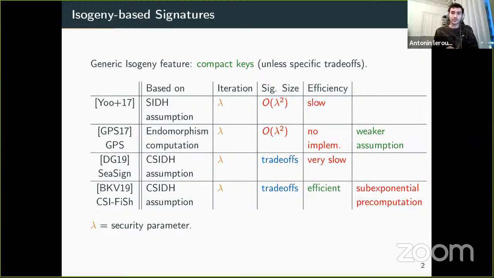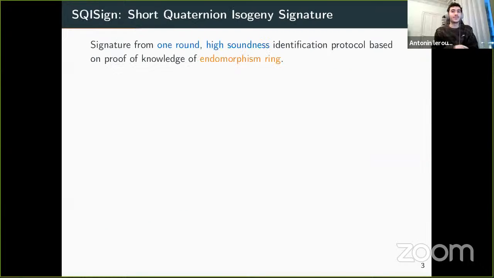CSI-FiSh protocol, which is very nice, of course, but the problem with that scheme is that it actually needs sub-exponential precomputation. To instantiate this scheme for NIST level 1 security, I actually had to break some class group order computation record, which means that it's basically impossible to reach higher levels of security. From this table, I think it's clear that we are still missing this ideal isogeny-based signature candidate. Of course, I'm here to convince you that SQIsign is this new ideal candidate.